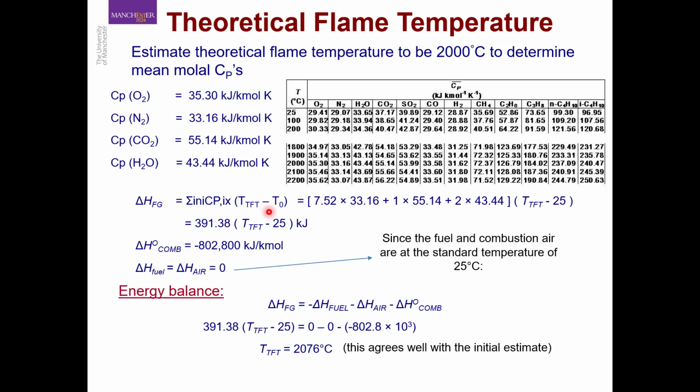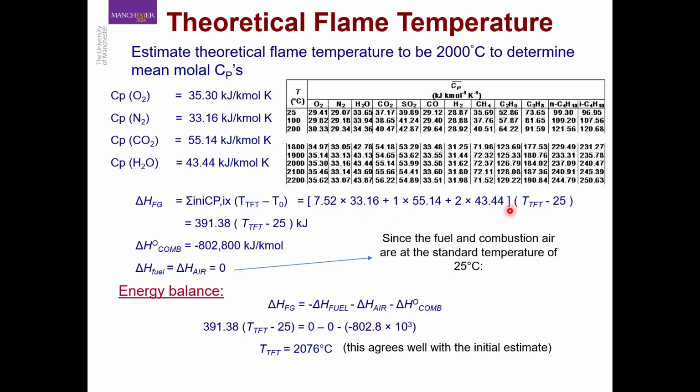And if you put the values of different components here, so we have the moles of nitrogen, that is 7.52 kilomole, times the Cp, that is 33.16. Similarly, we have for the case of CO2, and then we have for water. Here we are not including oxygen because oxygen and methane were totally consumed in the combustion reaction, so we are just taking the combustion products.